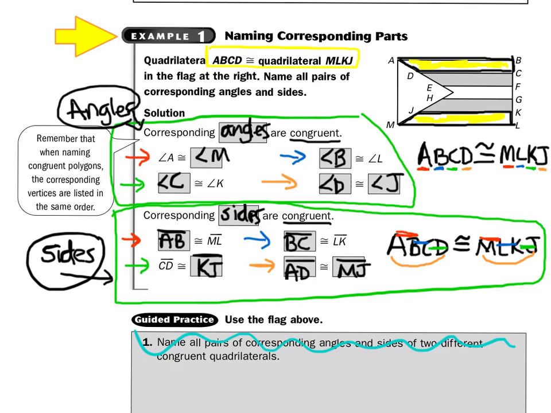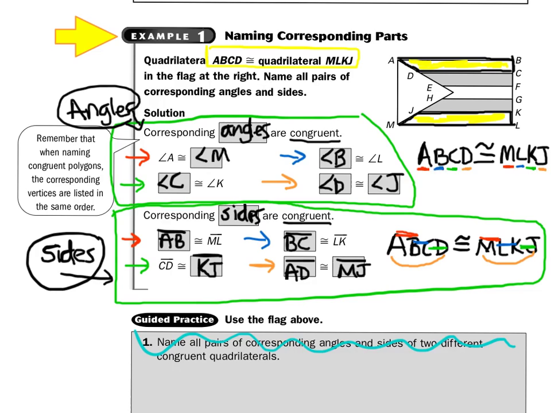Corresponding angles just means the angles that match. And I want you to notice, please write the congruent statement right here. ABCD is congruent to MLKJ. And now use colors. Okay, let's use our red and see how A is the first letter and M is the first letter. That means that angle A right here is exactly the same as angle M, and that's what we wrote right there.